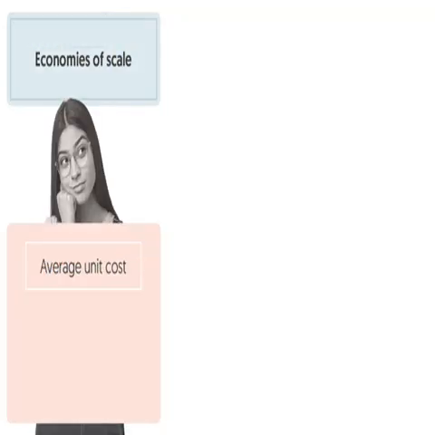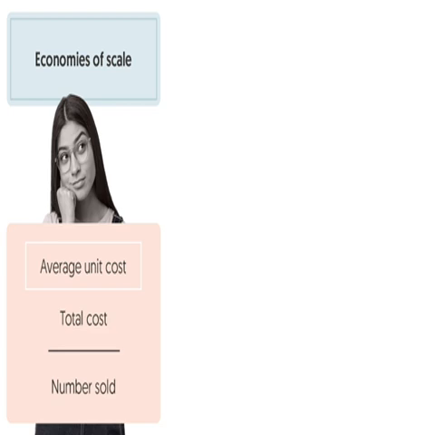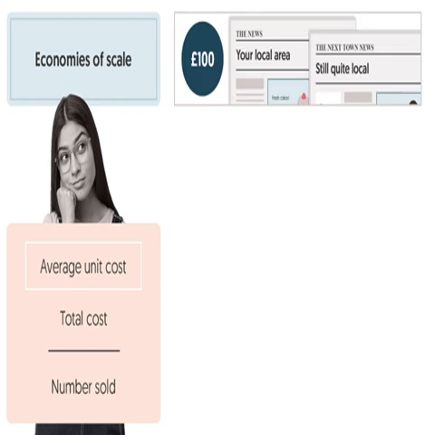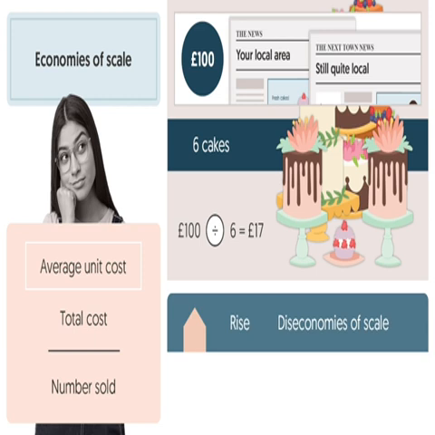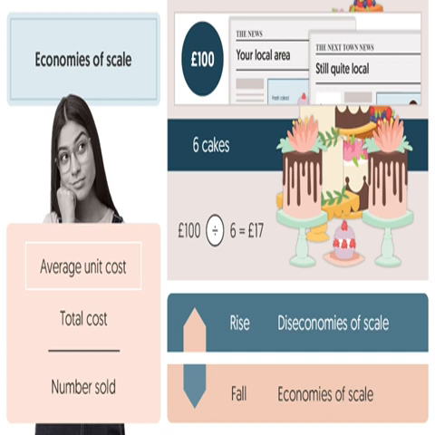So how do you know if you're gaining economies of scale? You calculate average unit cost. This is done by taking the total cost and dividing by the number sold. So, just as before, the cost of the adverts is £100, and we sold 6 cakes. So the unit cost is 100 divided by 6, which is £17. If unit costs rise, this is diseconomies of scale, and if they fall, it's economies of scale.